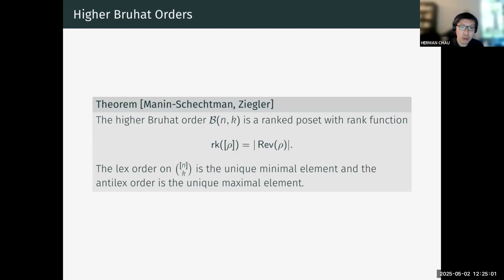And the lex order is going to be the unique minimal element. And then the anti-lex order is going to be the unique maximal element, since the anti-lex order has maximal reversal sets, and the lex order has the empty reversal set.